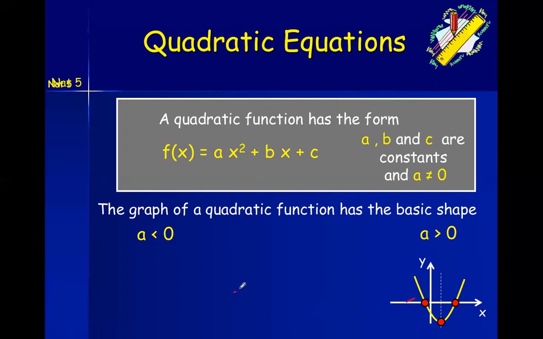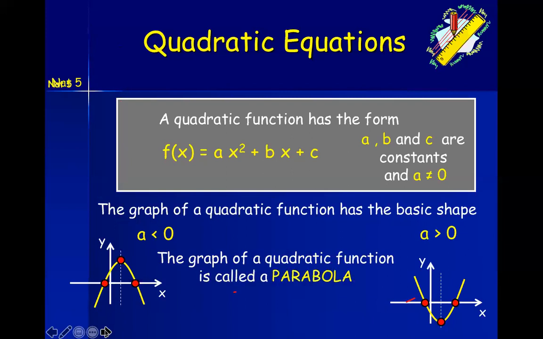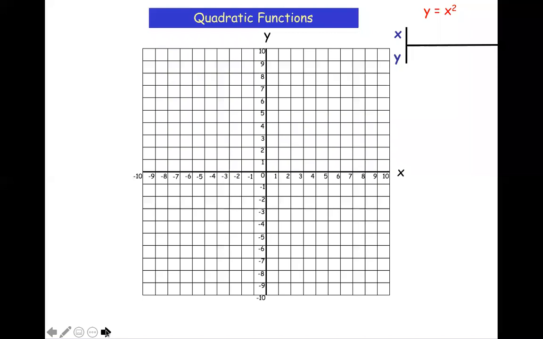So when we have negative, we've got maximum turning points, still two roots. But this time we've got parabolas. So we've done this one, y equal x squared. That was the first one we did.